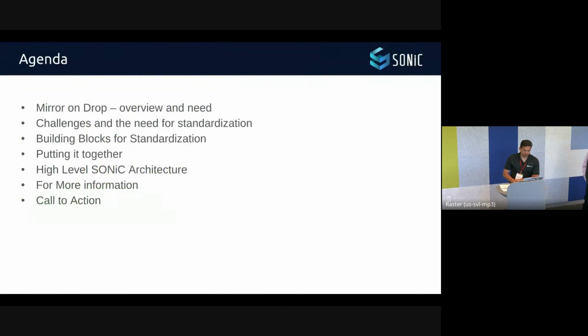We'll have an overview of the feature mirror and drop. Then we focus on the challenges and the need for standardization to get this feature into community SONiC. Then we introduce existing open source components inside SONiC that can be used for this standardization instead of reinventing everything from scratch, and how we put all these components together. And then we'll look at the SONiC architecture, more references for information, and a call to action.